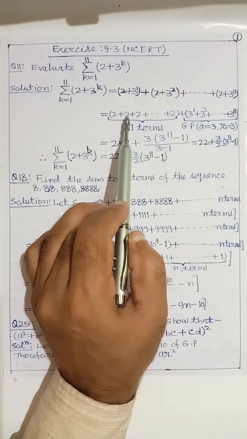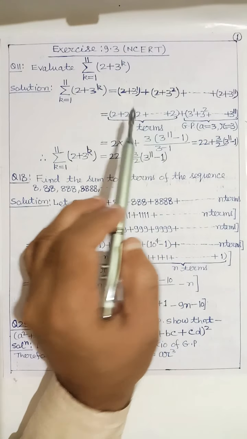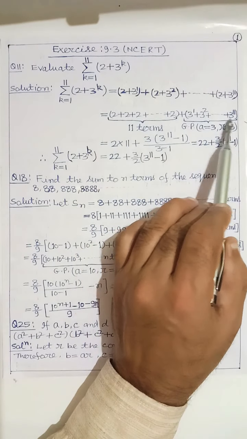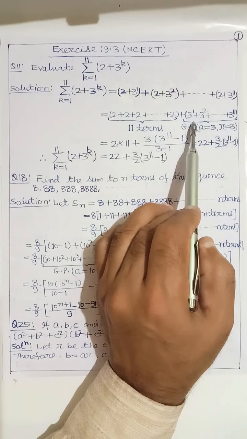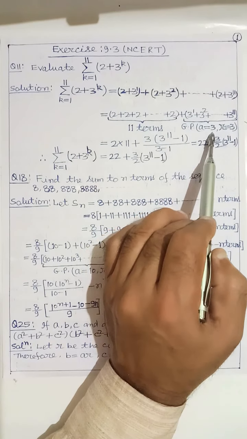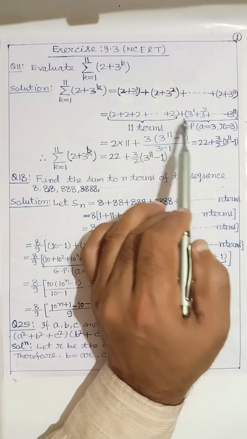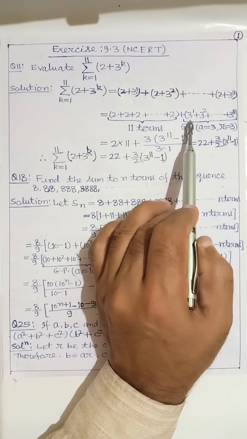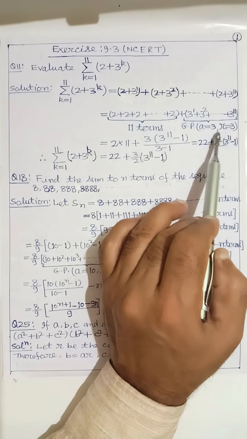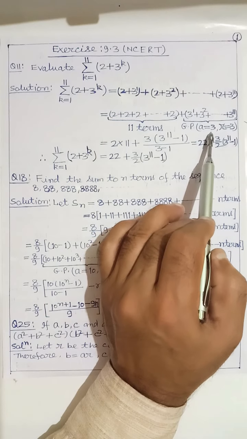Here 2 plus 2 plus 2 and so on up to 11 times. So what is the sum of this? You will get 2 into 11. Here we have a geometric progression where a is equal to 3 and r is equal to 3. Here 3 square by 3, the common ratio, you will get 3. 3 to the power 3 by 3 square, you will get again r. Common ratio r is equal to 3, and first term a is equal to 3.